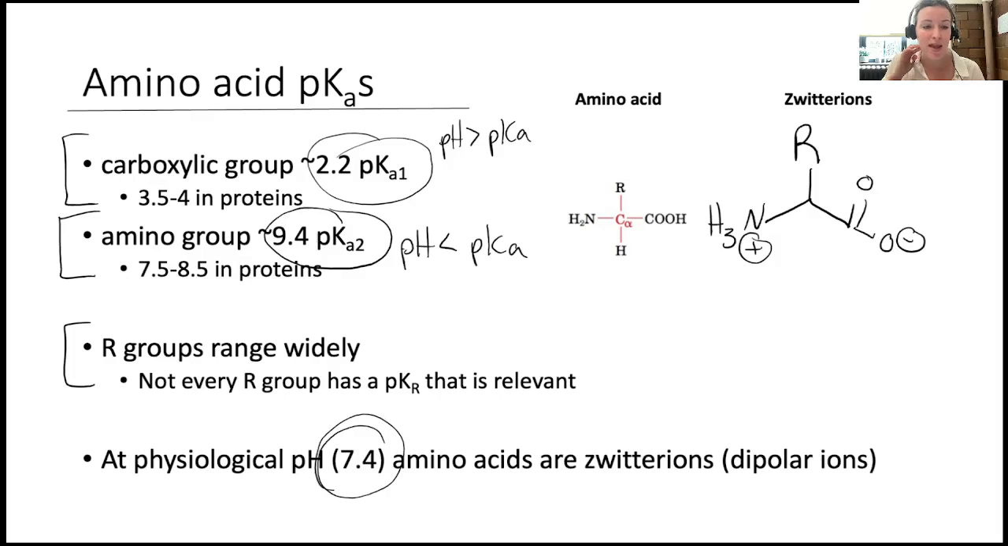So when I say that at physiological pH, amino acids are Zwitterions or dipolar ions, that is because the N-terminus is protonated and positive, and the C-terminus is deprotonated and negative at physiological pH. And so let's keep this in mind when we talk about amino acids, and eventually about proteins as well. The C-terminus is generally deprotonated, the N-terminus generally protonated, and the R group will really depend upon the identity of that R group.